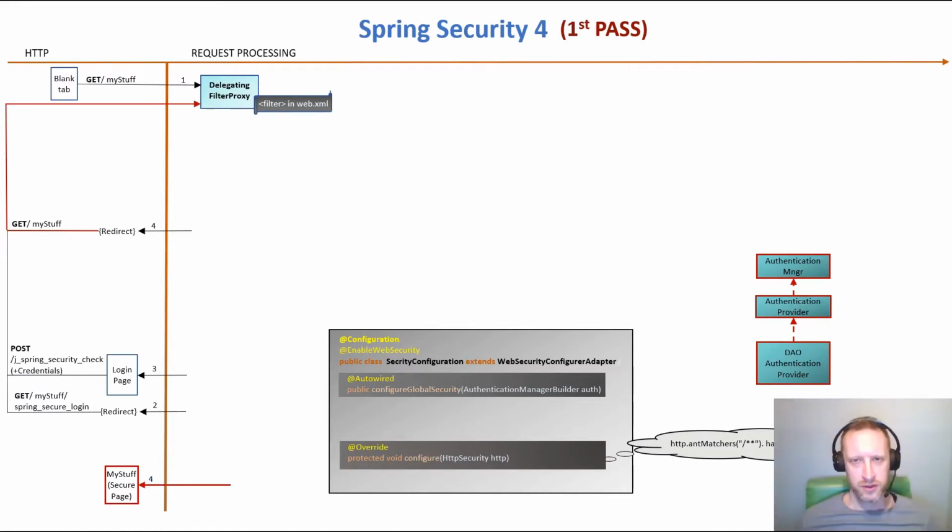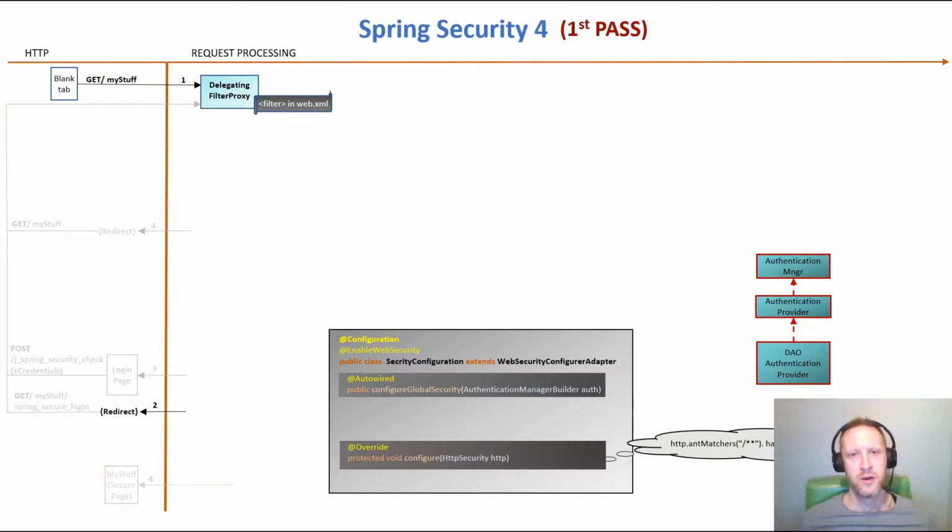Now let's go through and look more in depth at the details in between each of these steps. We'll start off with the steps in between the initial request and the first redirect. I'm going to clear out the numbers so we can add numbers to the steps in between. After the first step, the delegate filter proxy actually initially sends the request to a method in your security configuration class.